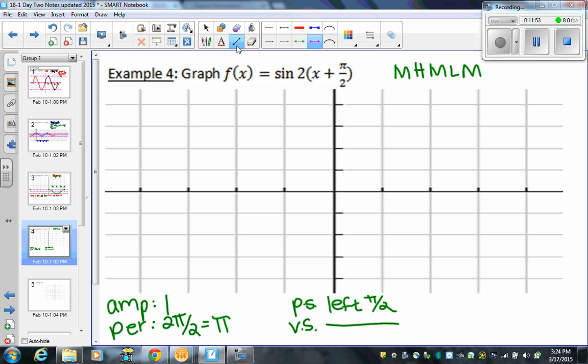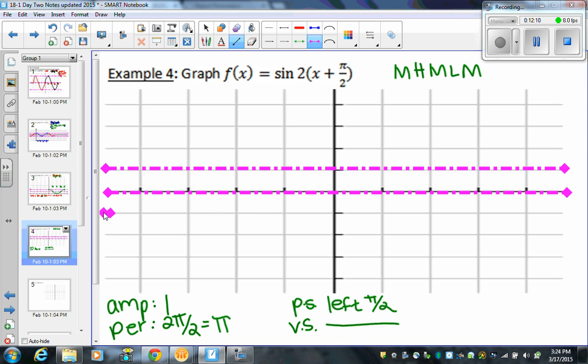Okay, let's place our midline. Think about this. Do we have a vertical shift? No. So our midline is going to go on the x-axis. How do we find our high? By looking at our amplitude. Our amplitude is 1, so we go 1 unit up and 1 unit down.